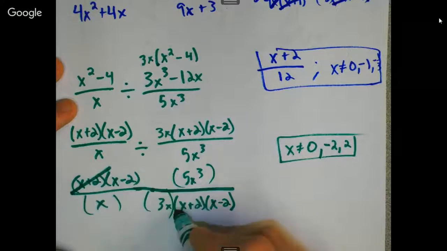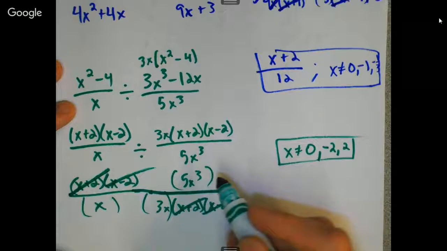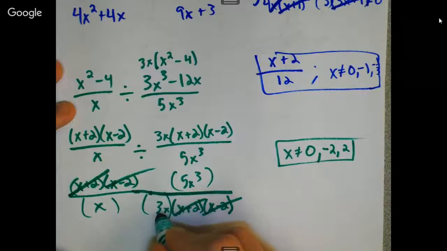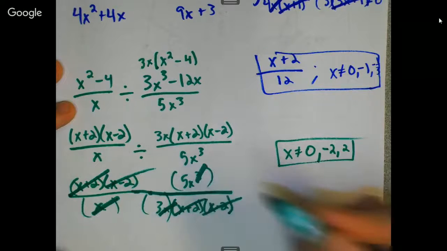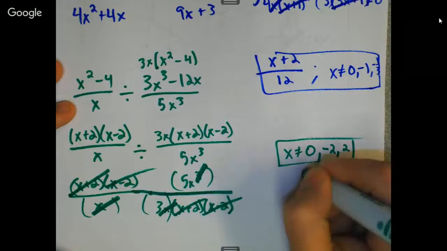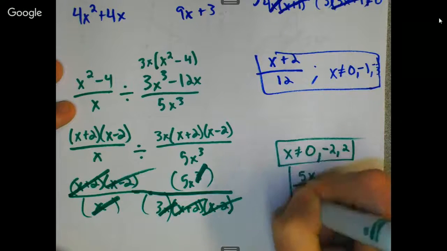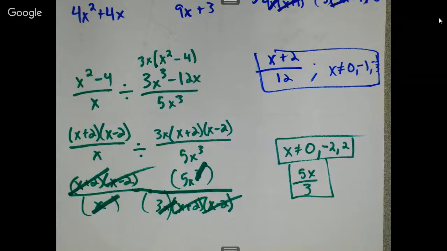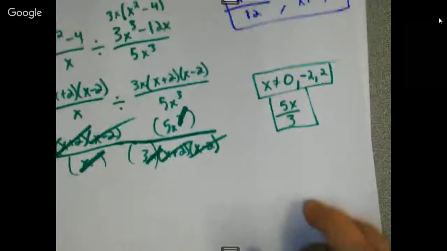So cancel, cancel, cancel, cancel. Okay, I have 3 x's in the top, but I have 2 in the bottom. So that one and that one cancel with 2 in there. So you have 5x over 3, plus your 3 domain restrictions. Okay, so that's multiplying and dividing. We're going to look at the harder one, which is adding and subtracting.